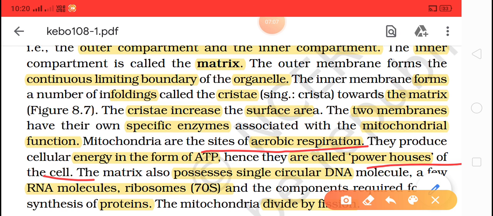Okay, clear? The mitochondria also have their own single circular DNA. Means in a cell, DNA is there in the nucleus, but the mitochondria have their own personal DNA molecule, a few RNA molecules and ribosomes, which are of 70S. Okay, clear children?